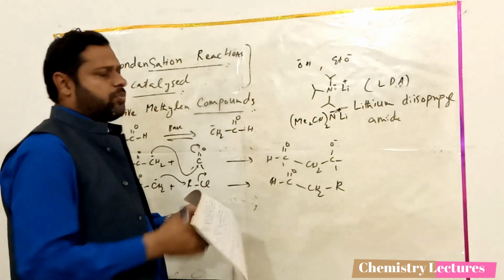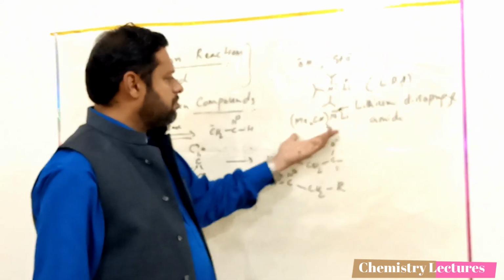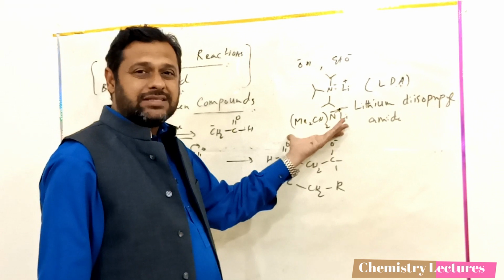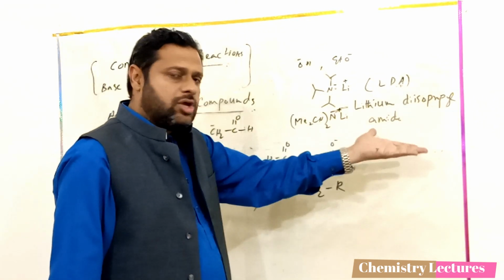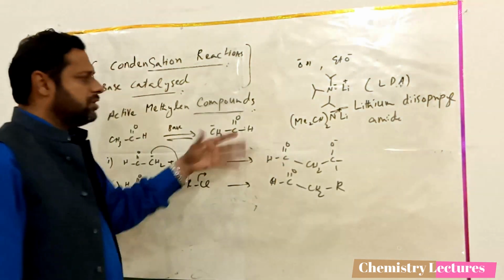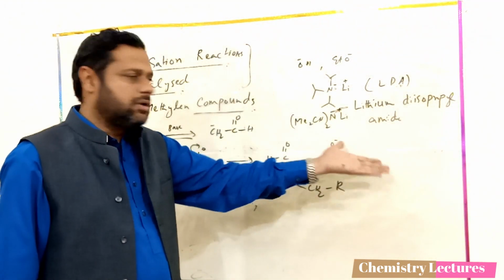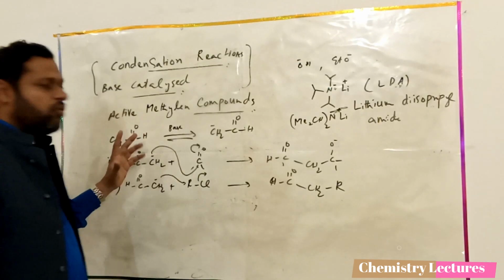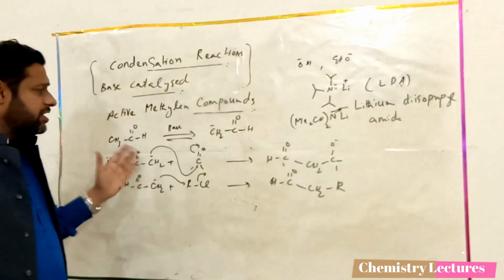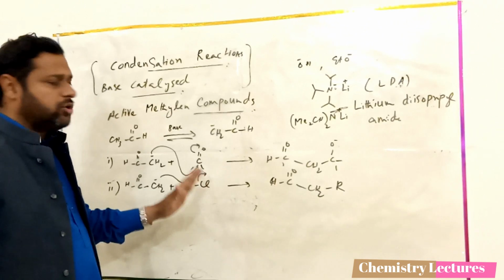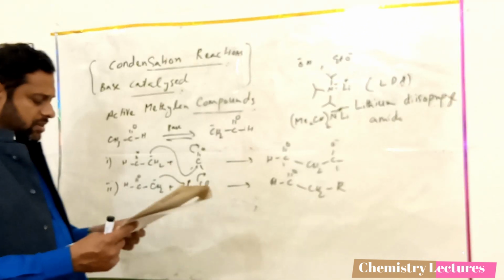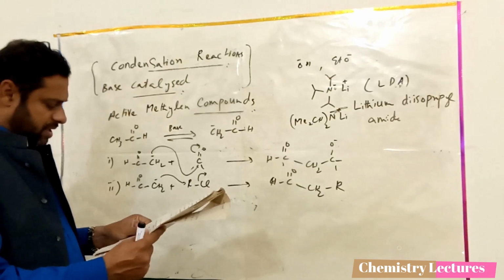So lithium diisopropyl amide is a special type of base. Why? Because due to its big structure, it cannot be used as a nucleophile. It cannot attach, so it is only used for abstracting a proton. When you use this one, it only removes or abstracts a proton from the active methylene compound, and the reaction will start. So when you want to make a carbon-carbon bond, these active methylene compounds are used with this or any other base.